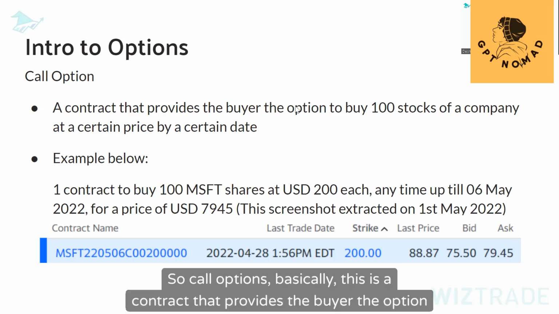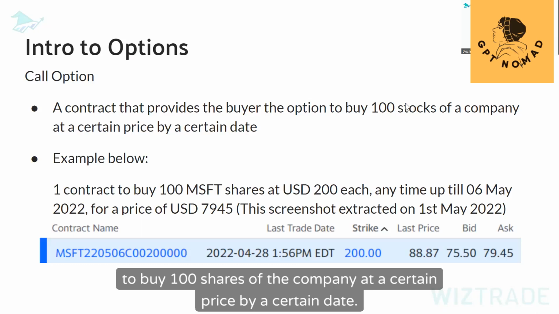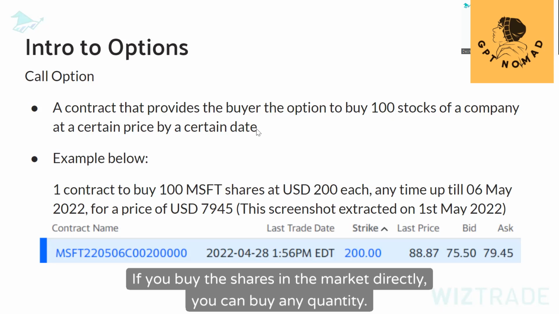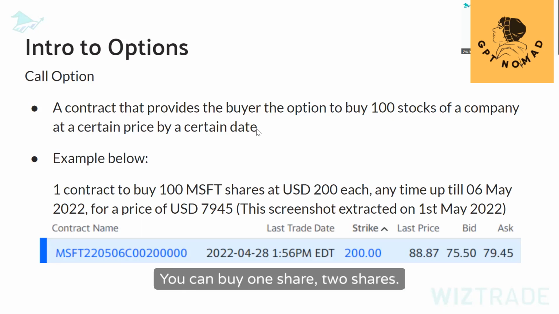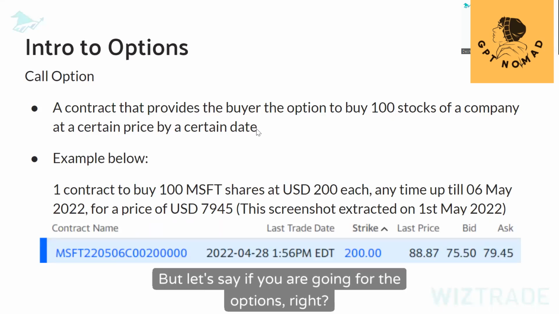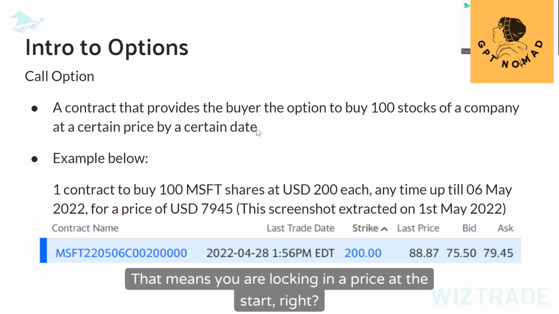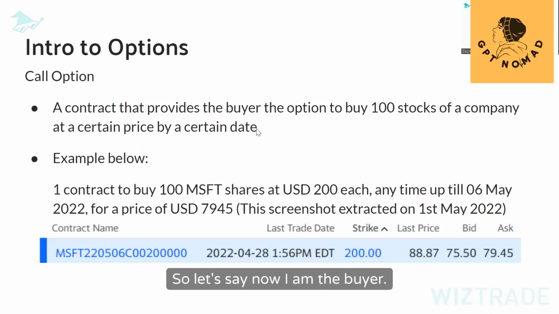A call option is basically a contract that provides the buyer the option to buy 100 shares of the company, and this one provides flexibility. If you buy the shares in the market directly, let's say for the US market, you can buy one share, two shares, at any price. So it's more flexible. With options, that means you have multiple strike prices.